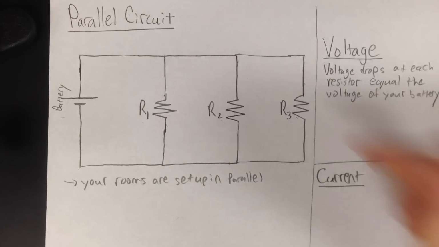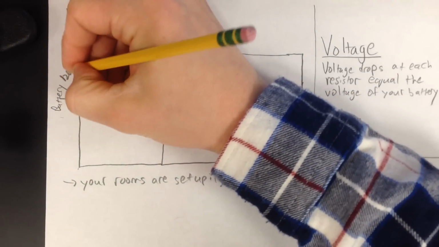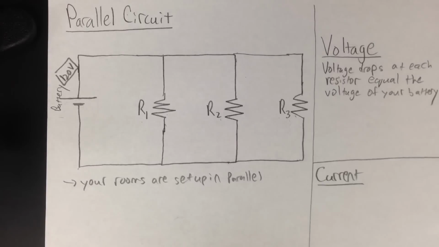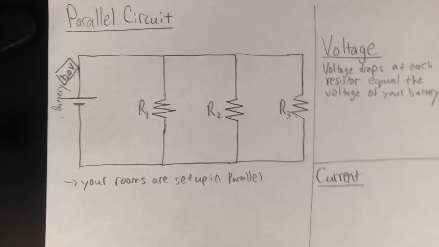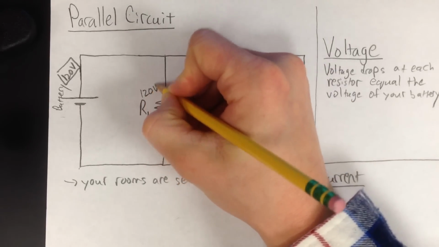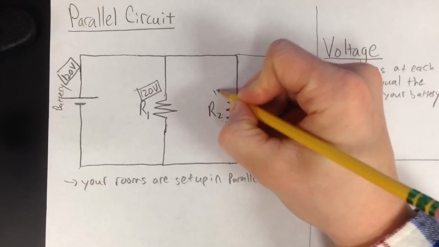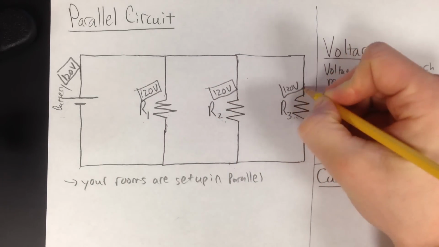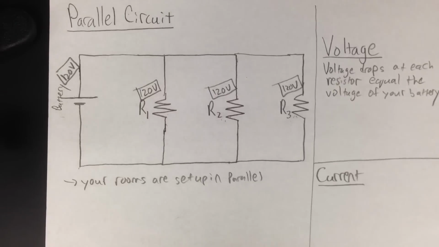Write that down. So coming into your house is 120 volts from the power company. Very powerful, very dangerous. A lot of energy. So how much voltage is dropped at every resistor in your room? Well, it's all equal to the voltage that's coming into your house. Every plug you have is the same voltage because they're all set up in parallel.